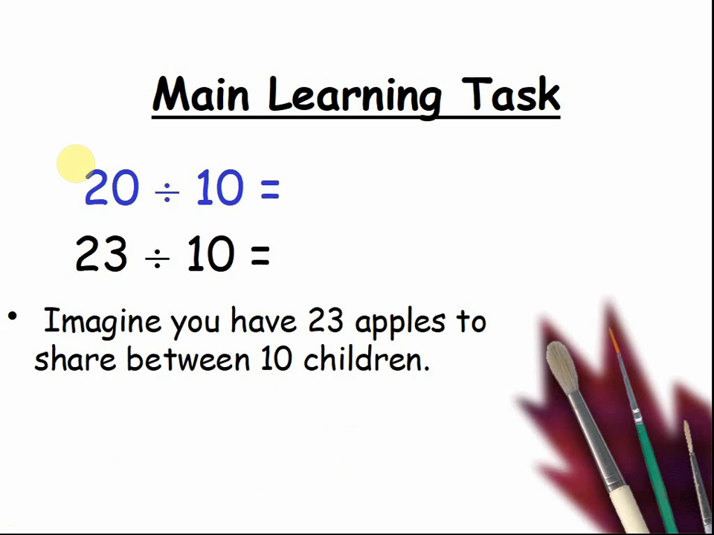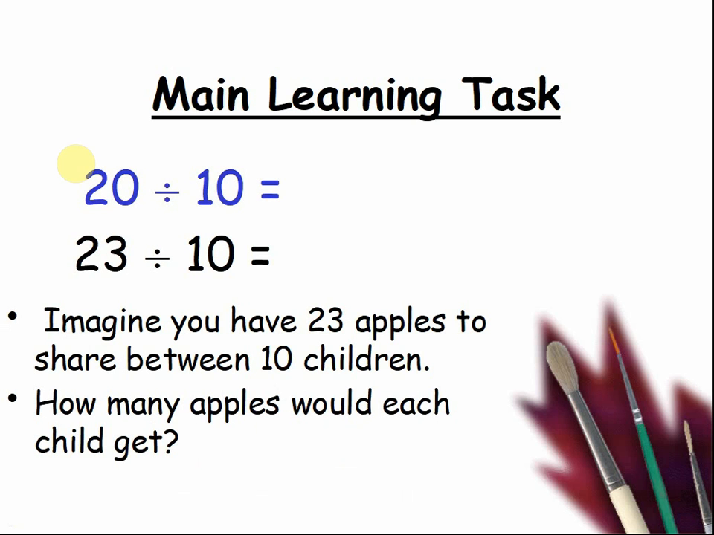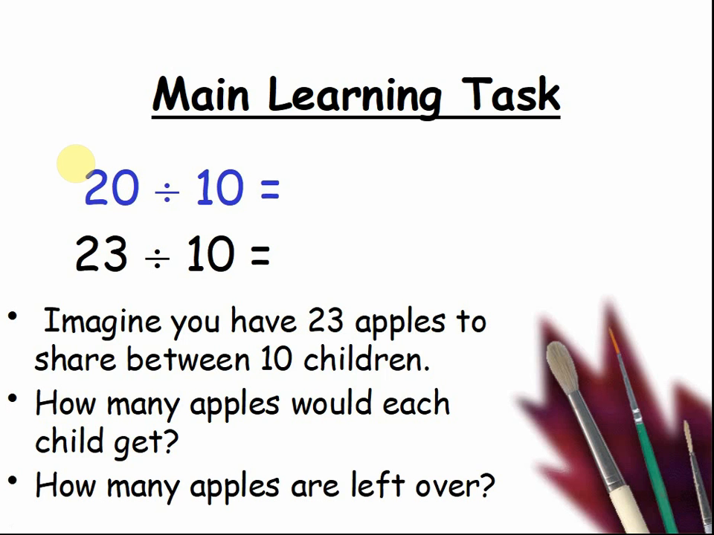Imagine you have 23 apples to share between 10 children. How many apples would each child get? Pause the video and work it out. The answer is each child would get 2 apples, wouldn't they? How many would be left over? There'd be 3 apples left over. So it would be 2 remainder 3.